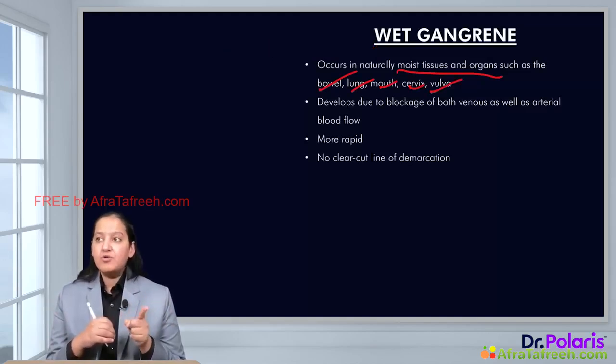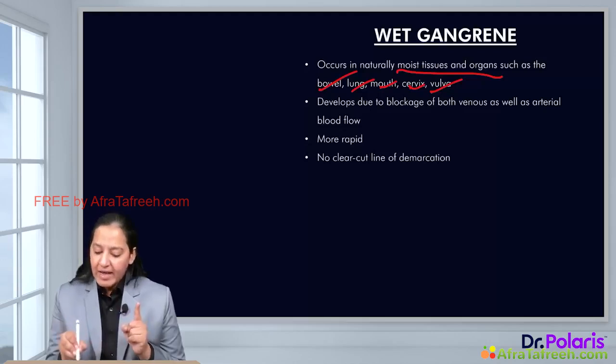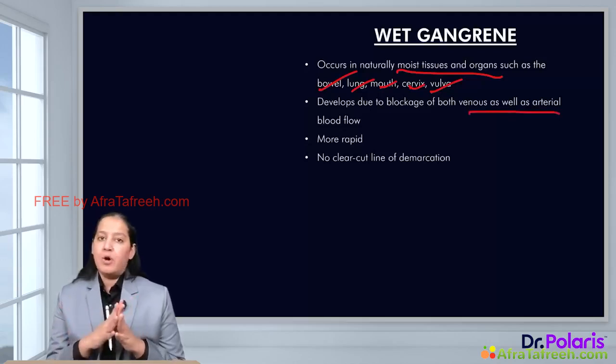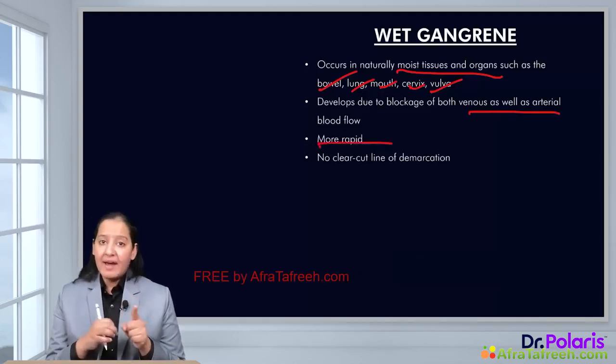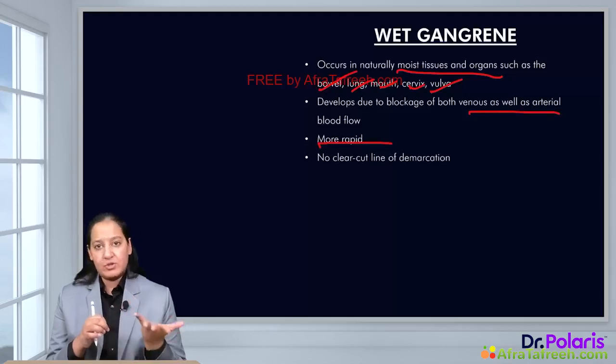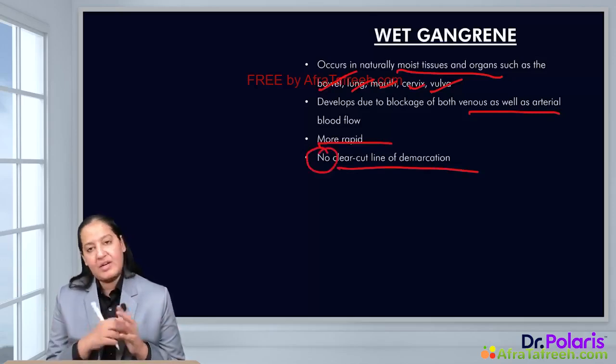Dry gangrene was due to obstruction of only artery, but wet gangrene is due to obstruction of artery as well as vein. Dry gangrene was slow to develop, but wet gangrene is very rapid to develop. In dry gangrene, there was a clear-cut line of demarcation which separates the viable tissue from the dead gangrenous tissue. But in wet gangrene, there is no clear-cut line of demarcation.